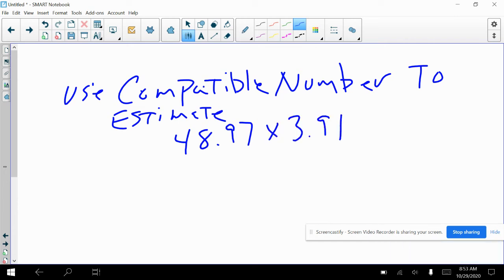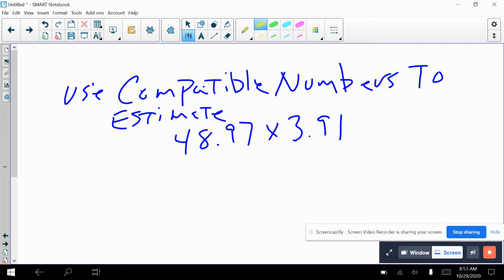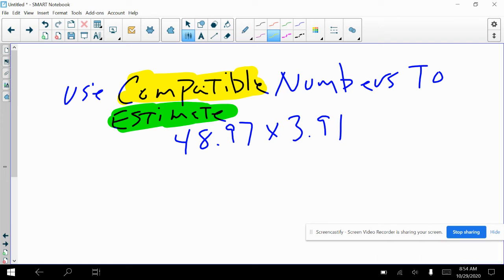Okay, let's talk about this. Use compatible numbers. Probably should put an S on there. To estimate 48 and 97 hundredths times 3 and 91 hundredths. Okay, what does compatible mean? I go.